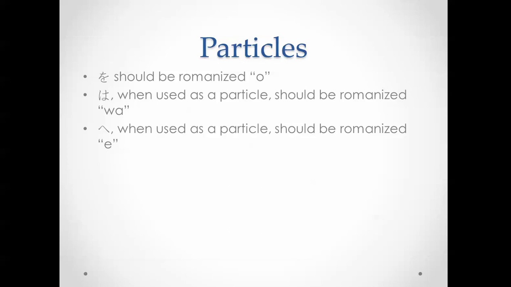How about particles? Well, we've got 3 particles that are romanized in a way that is not necessarily intuitive. O, the direct object marker, should be romanized O. Now, if you were looking at the Goju Onzu, you might think that it should be romanized WO. Or if you're thinking about how you type it in when you're word processing, you might think it should be romanized WO. But remember, the Hepburn system is based on how something sounds, not how it's spelled. And so in the Hepburn system, the O is romanized with just an O. Likewise, the particle wa, when it's a particle, is romanized WA, not HA. And as in gakko e ikimasu, when it's used as a particle, a directional particle, e should be romanized E, not HE.